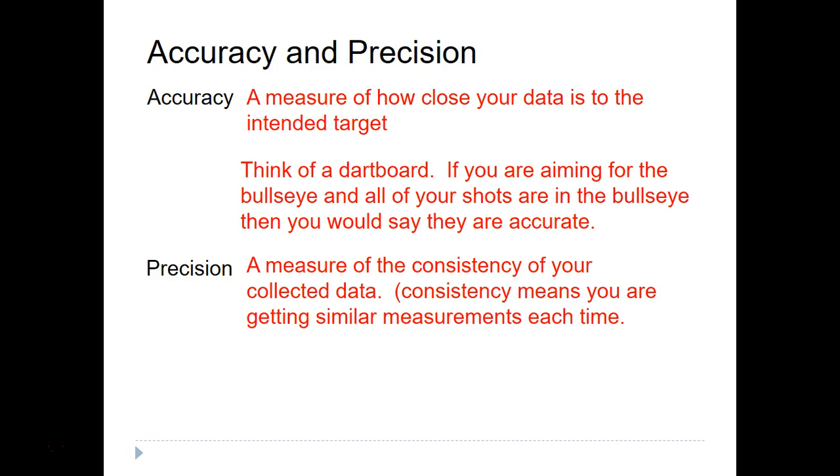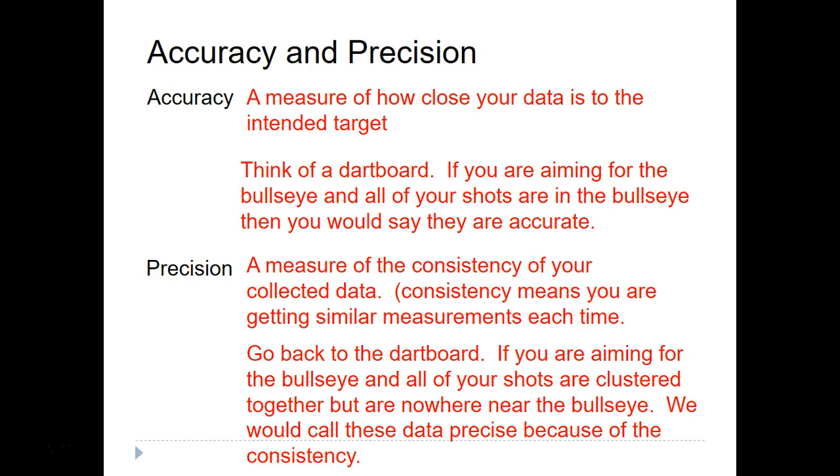So let's say you're throwing at the same dartboard and you're aiming at the bullseye. None of the darts are near the bullseye, but they're all clustered in the same part of the dartboard. Now, because they're consistent with each other, we would say that those dart throws are precise, but they're not accurate because they're not close to the bullseye. So it's possible to be precise without being accurate.